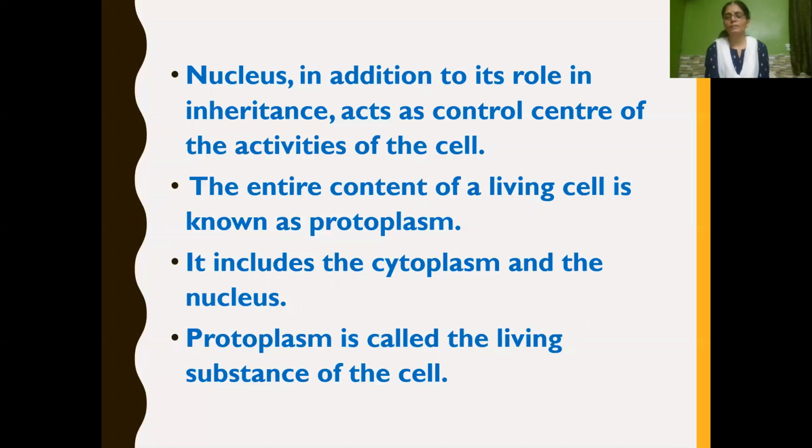The content of the living cell is known as protoplasm. Cytoplasm is a jelly-like substance present between the nucleus and the cell membrane, and the entire content of the cell is known as protoplasm. So protoplasm includes the cytoplasm as well as the nucleus. Protoplasm is called the living substance of the cell. Now children, what is protoplasm? The entire content of the cell, like cytoplasm and nucleus, is called protoplasm, the living substance of the cell.